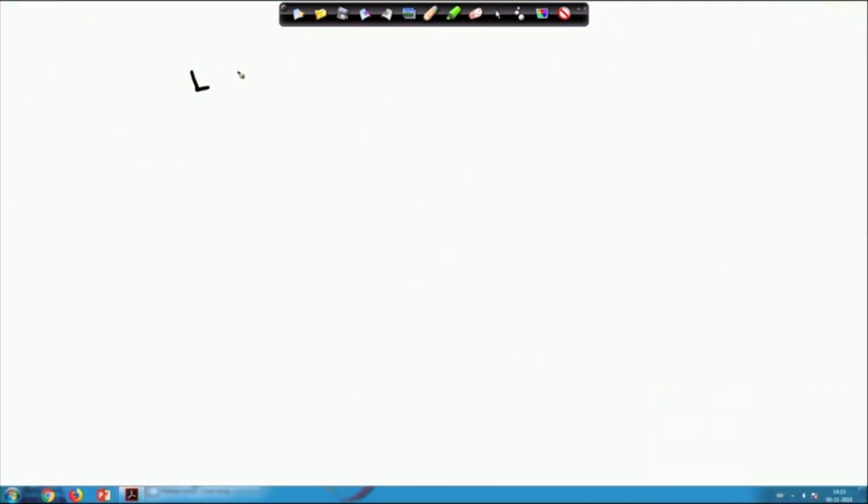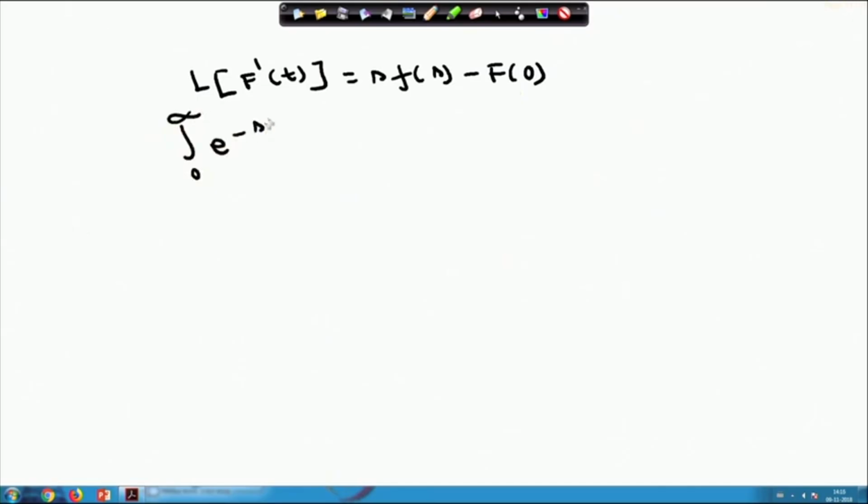Again we are starting from the similar thing, that is the limit Laplace transform of f dash t. We know this equals s F(s) minus f(0). So you can write down the integral from 0 to infinity of e to the power minus s t into f dash t dt, which equals s F(s) minus f(0). These two steps are the same as whatever we did earlier.